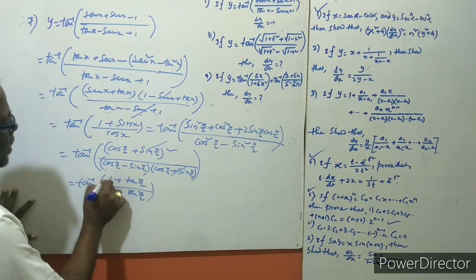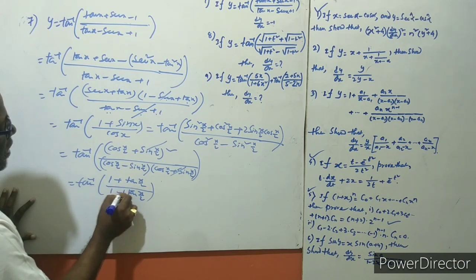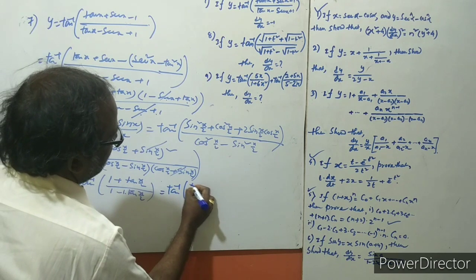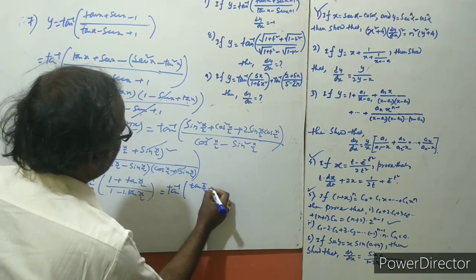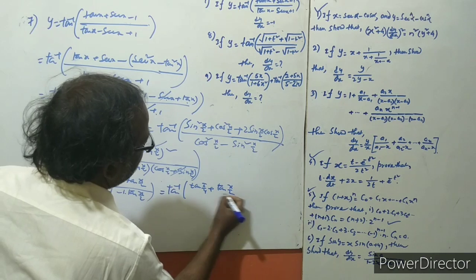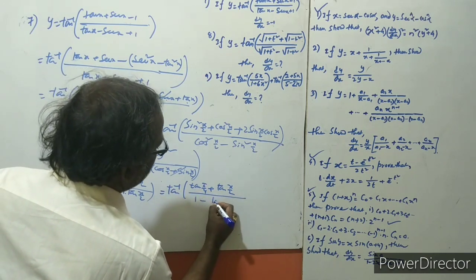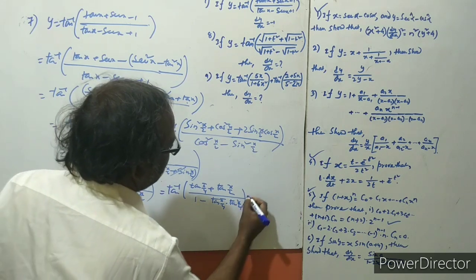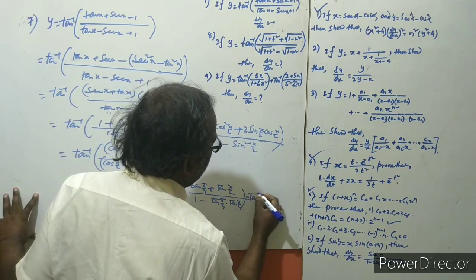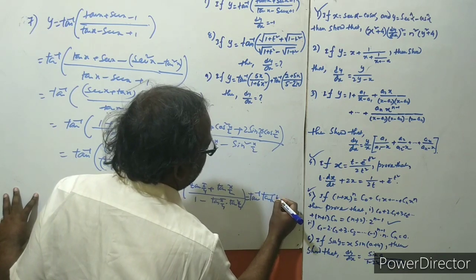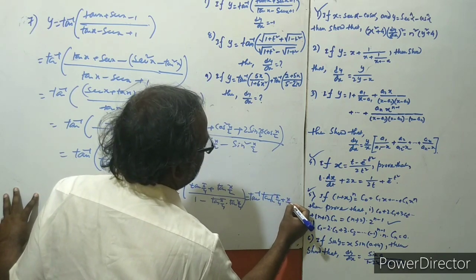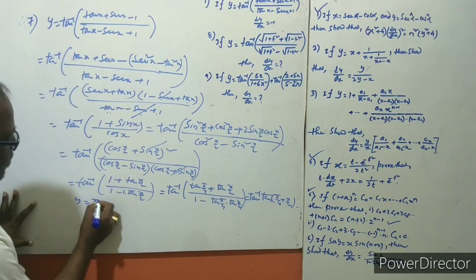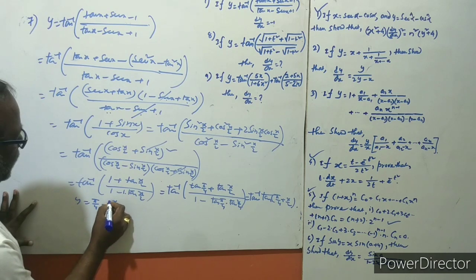Okay, so then in place of 1, we represent it as tan pi by 4. See, this is tan pi by 4 plus tan x by 2, and again 1 minus tan pi by 4 into tan x by 2. So you can write here tan inverse of tan of pi by 4 plus x by 2. So tan inverse tan cancel, and we have left here pi by 4 plus x by 2.